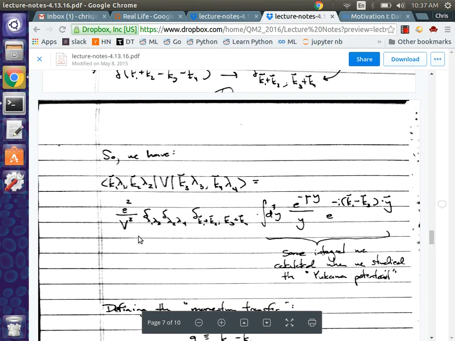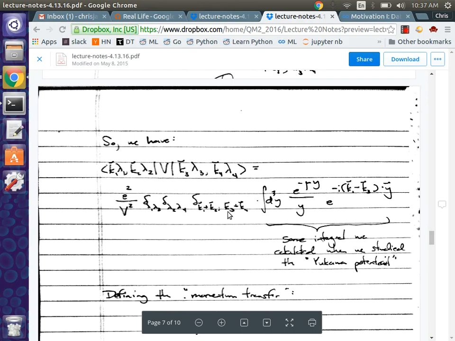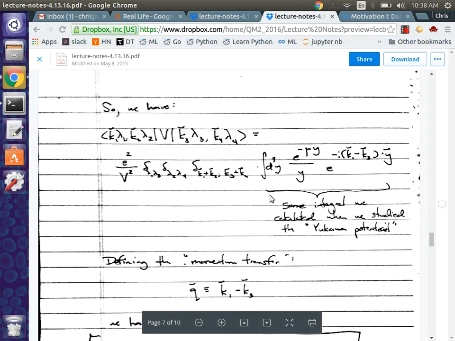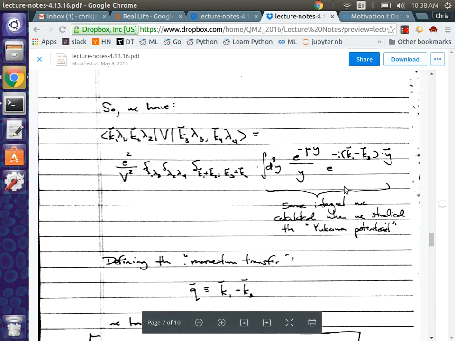So what we have is basically a string of delta functions: the spin delta functions, and the delta function that's telling me to conserve momentum. Then what's left is this interaction term, where I'm integrating over y. If you go back and look at when we were doing scattering theory, we've done this integral before. It's the integral that you do when you're computing the Born approximation for Yukawa scattering.